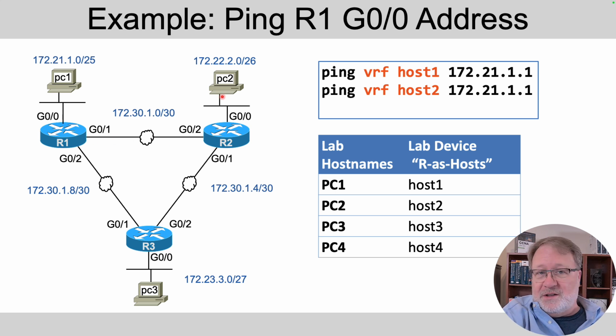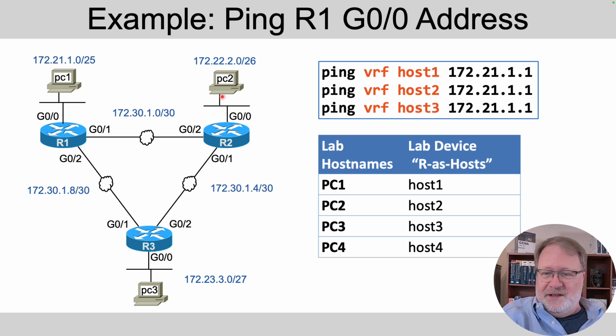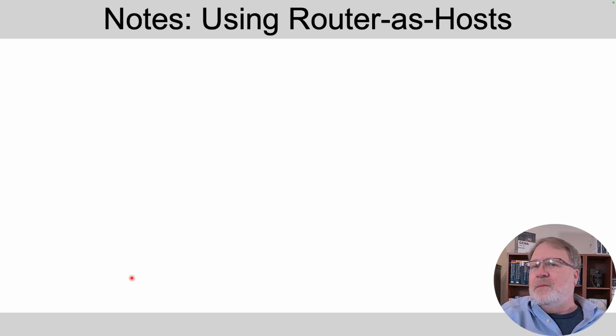So we're testing the network still, but we're using this hook and crook deal with this router as many hosts with an advanced configuration in it. Same thing, ping VRF host 3, ping as if you're host 3, the packet would come in here, get routed, and come back. So it's useful for testing, but it may be more than you want to get into in a lab, and I respect that.